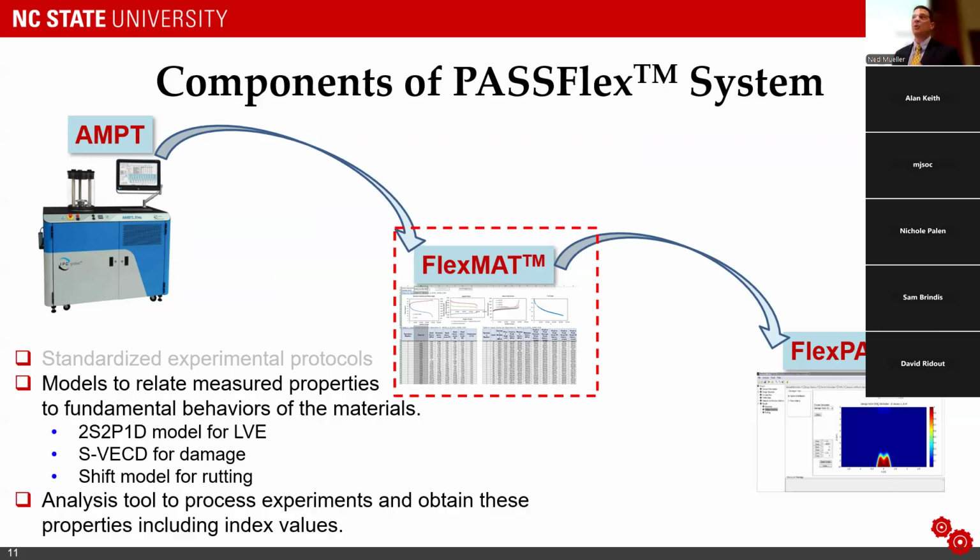So FlexMat is a tool. It's freely available. We worked in collaboration with Federal Highway Administration to create this tool. A user runs the experiments according to the standardized protocols that are developed, and these are standardized by AASHTO, and then uses this tool to analyze the fundamental characteristics and to provide input for the third step.